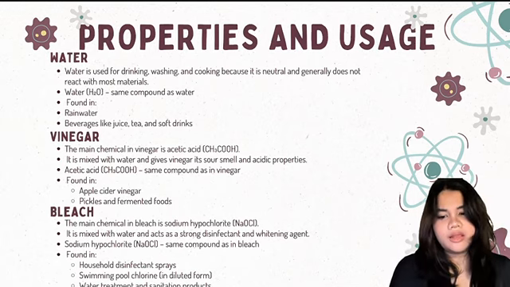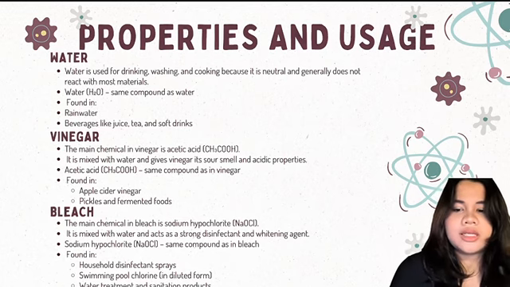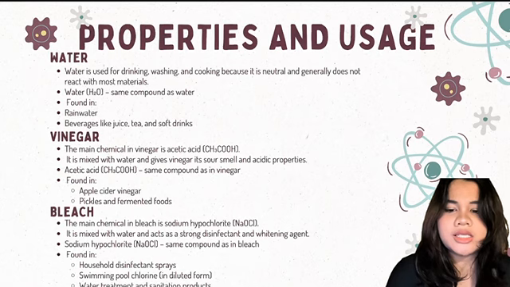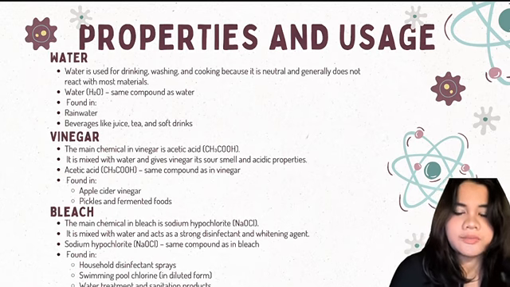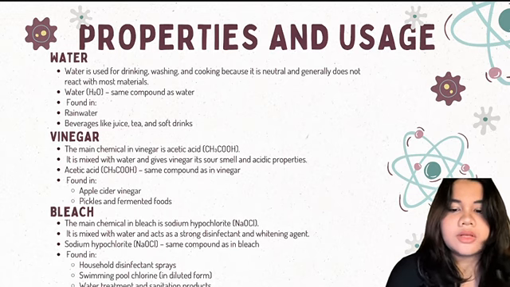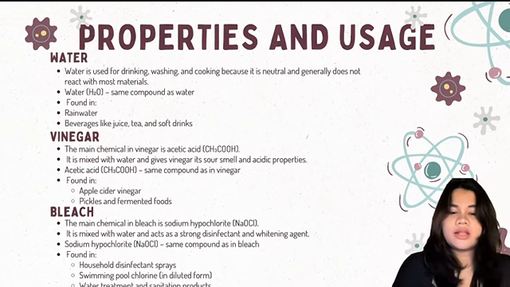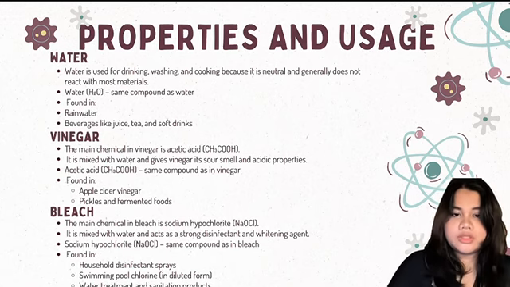drinks. Next, vinegar. The main chemical in vinegar is acetic acid, also known as CH3COOH, and this acid gives vinegar its sour smell and acidic properties. Vinegar is made with water and commonly found in apple cider vinegar, pickles, and other fermented food.